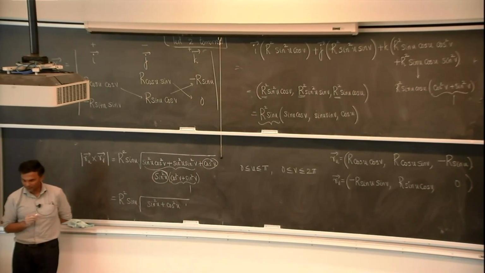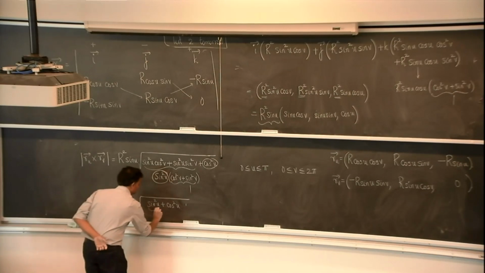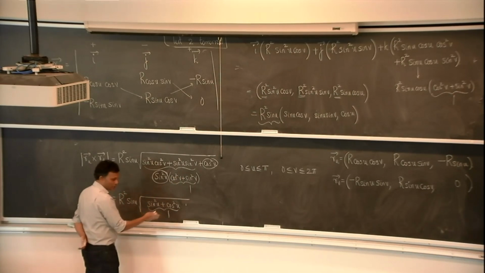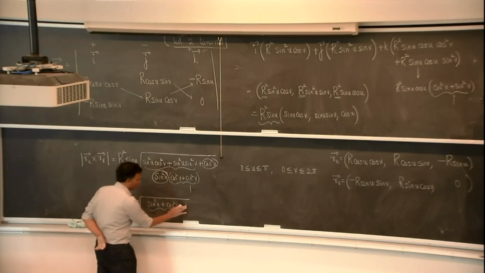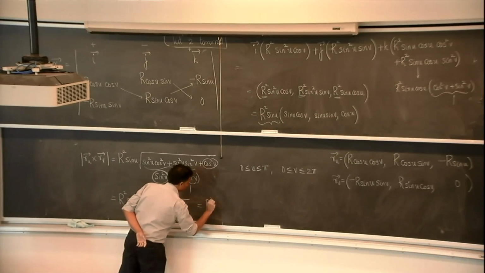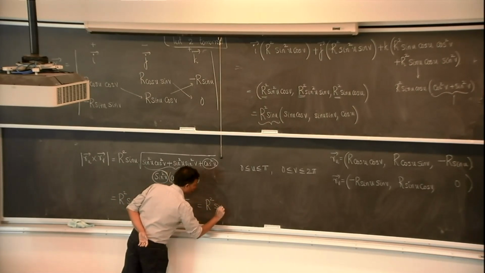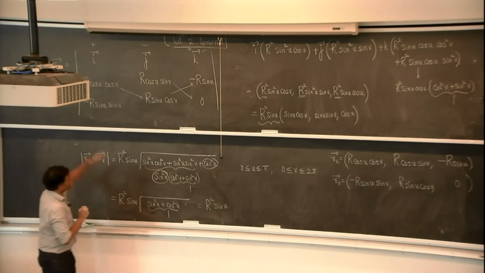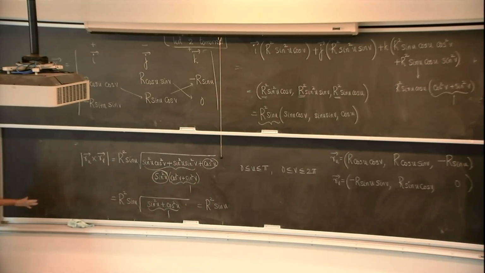What is that? 1 again, because whether you call it u or v, as long as it's the same letter here and here, that's 1. That's r square sine u. You'd never have thought that's going to simplify into this thing.